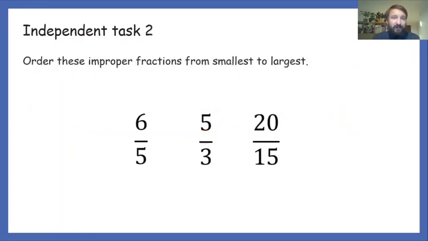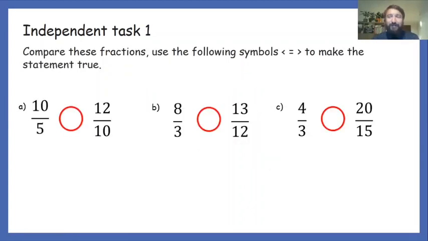There is another task, okay? There is an independent task 2. Order these improper fractions from smallest to largest. So that is simply finding that same common denominator, which you know how to do. And I'm already spotting a number there, quite easy actually. Okay, off you go. Pause the video, have a real good go at those, come back. If you don't get it first time, there's no need to worry. Remember, resilience is key, especially when we're learning fractions. So off you go. I'll see you in a few minutes.